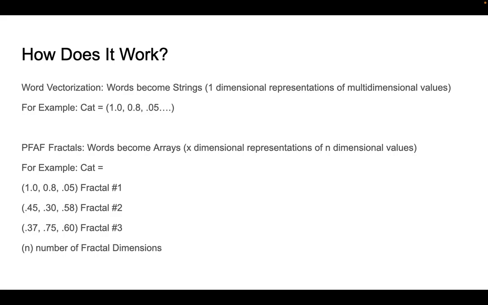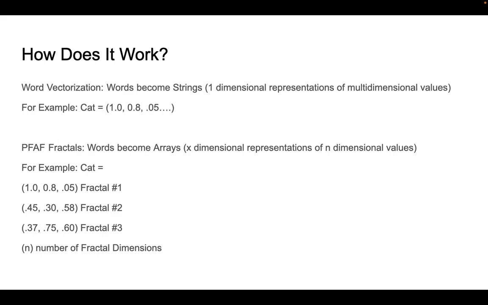So I started playing around with word vectors overall, and then I started running into limitations with word vectors, and specifically this limitation here, and I kept running into this, and it kept bothering me. So that's where I wanted something more, and I landed on fractal geometry, and that's where we're at with the PFAF fractal. Let's dive into how it works, what it is overall, and why it works.